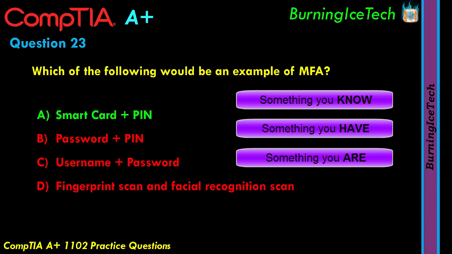So fingerprint is something that you are as a human being, which is biometric. And facial recognition is also something that you are, which is biometric. Once again, in the same category. So everything in B, C and D is in the same category. The only one that has two different categories here is A, which is something you have and something you know. So the answer here, guys, is A.